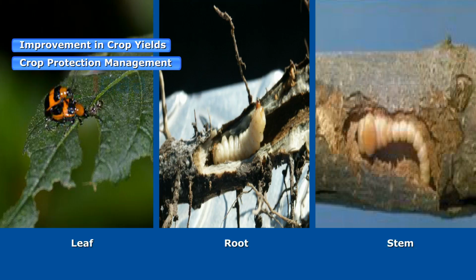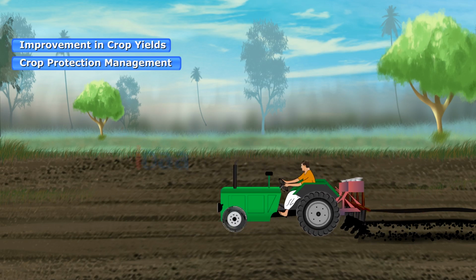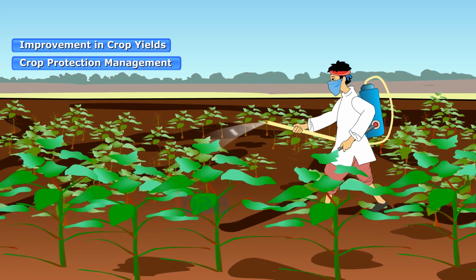Insect pests attack the plants by cutting the root, stem, and leaf. They suck all the cell sap from the plants, and they also bore into stems and fruits. Summer plowing destroys weeds and pests. Pesticides control weeds, insects, and plant diseases.